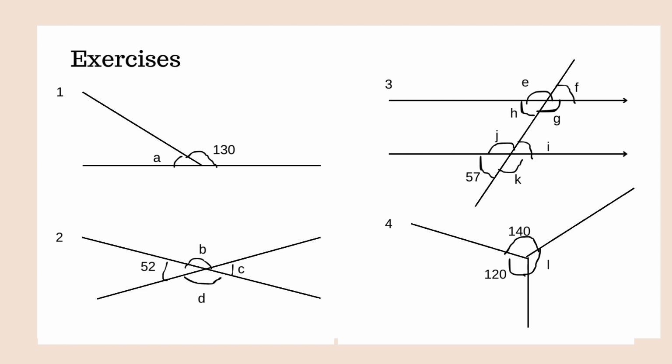The first one is a straight line, and we have two angles coming to form the straight line. The first one is 130 degrees. We want to find what the angle A is.